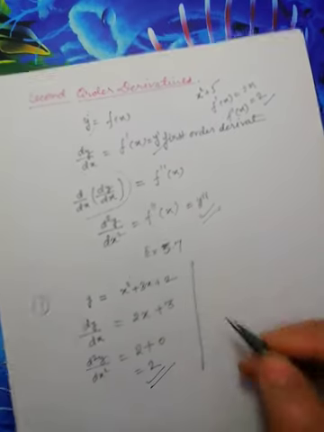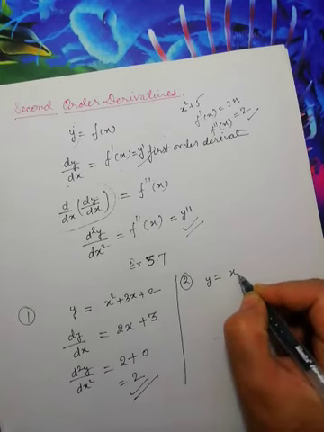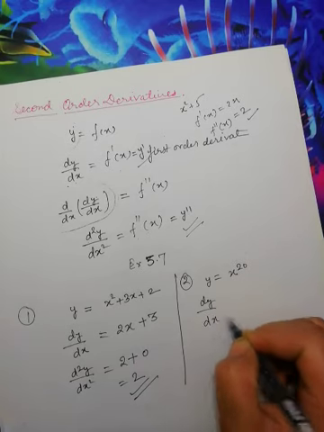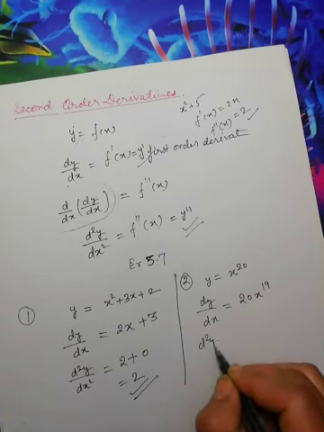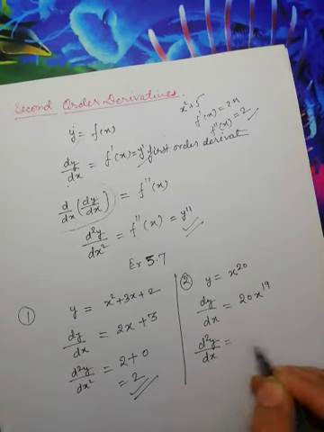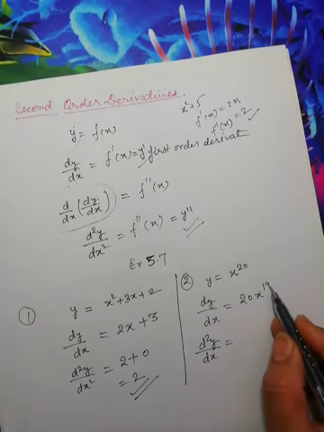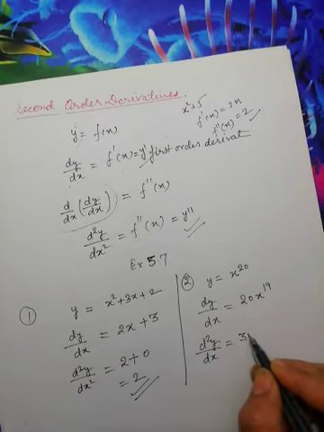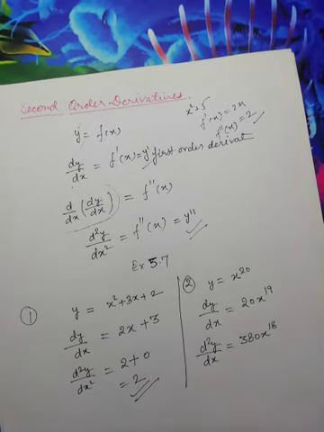Similarly, you have the second question, which is very simple. y is equal to x raised to the power 20. So dy over dx will be, by power rule, 20 in front, x raised to the power 20 minus 1, that is 19. And d2y over dx square, the second order derivative, is, once again we are going to differentiate this. 20 is a constant, will remain as it is. By power rule this 19 will come in front, so 19 twenties are 380, x raised to the power 19 minus 1, that is 18.